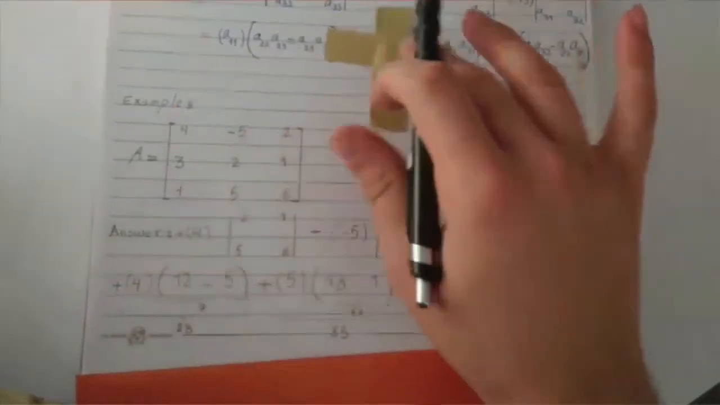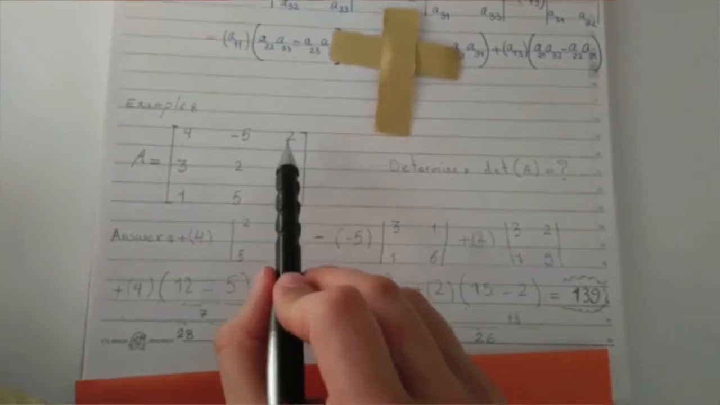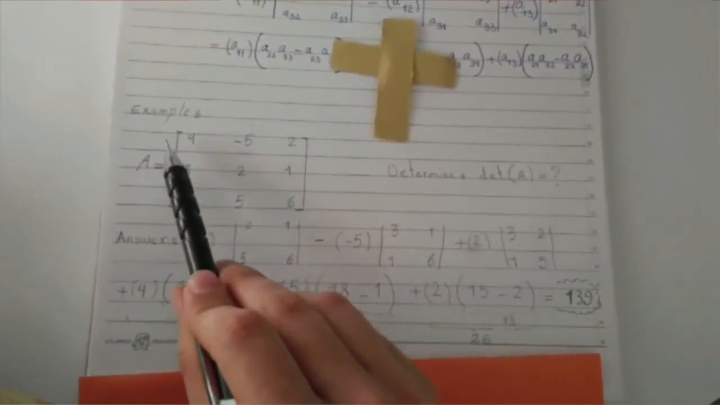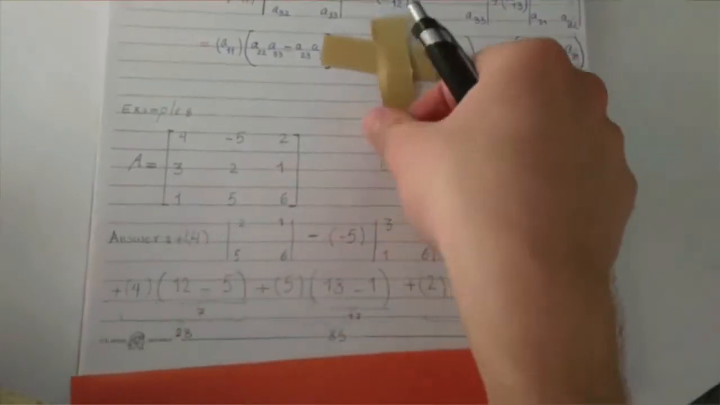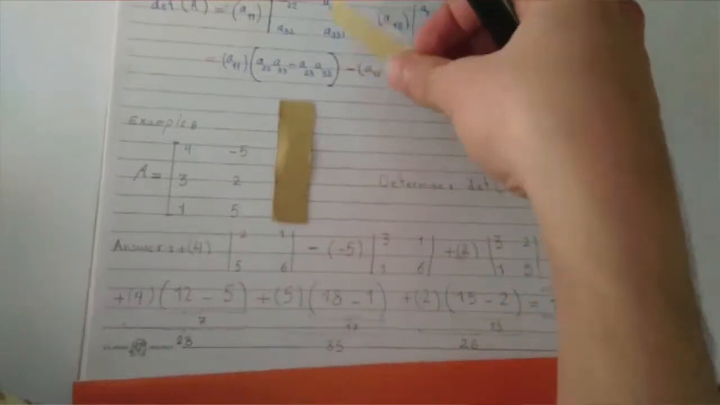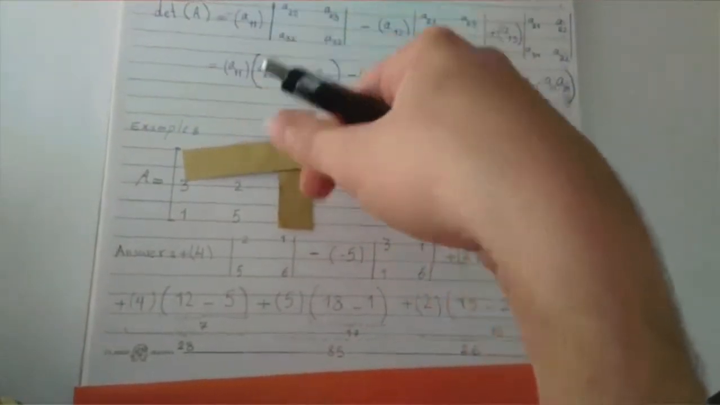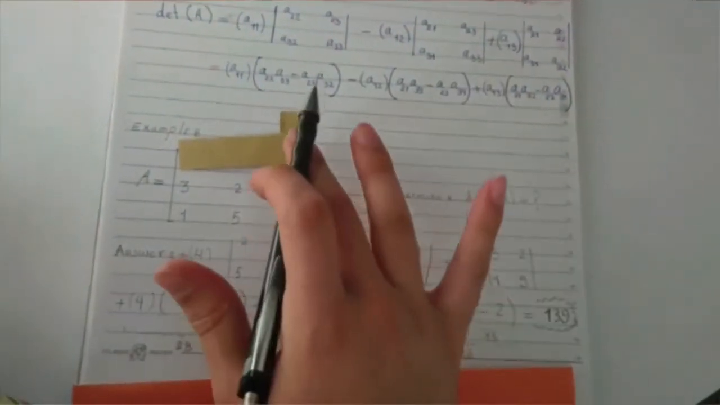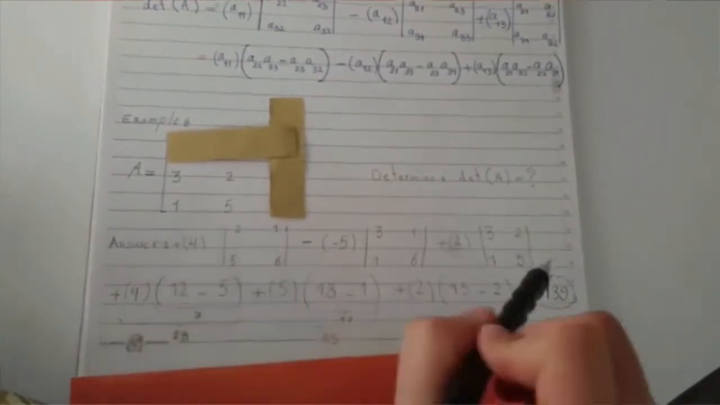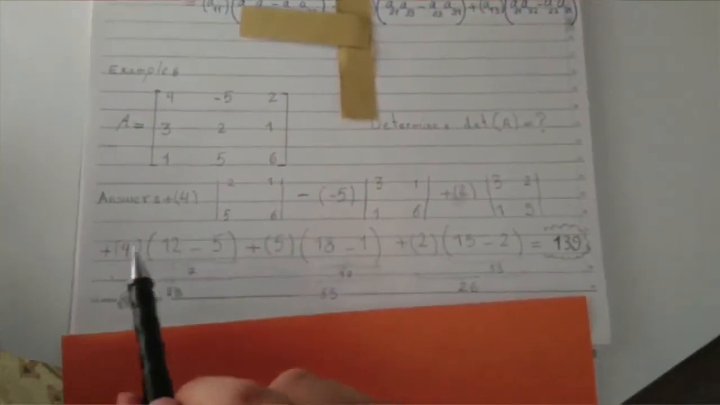And we again change the sign and multiply by the value of the third entry, entry A sub 1 3, which is 2, multiplied by the matrix after ignoring the first row and third column, that we are left with 3, 2, 1, 5. And now we only need to calculate it.